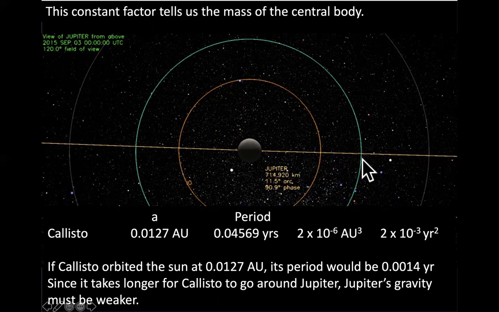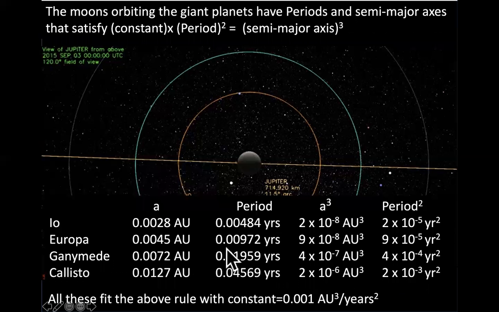It therefore takes Callisto much longer to go around Jupiter than it would take to go around the sun, given just where it is. That is because Jupiter is much less massive than the sun, so its gravitational pull is weaker. Turns out this constant that relates these two numbers is essentially the mass of Jupiter relative to the sun. The mass of Jupiter is 0.001 the mass of the sun.